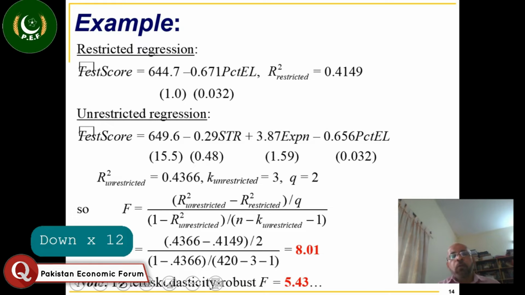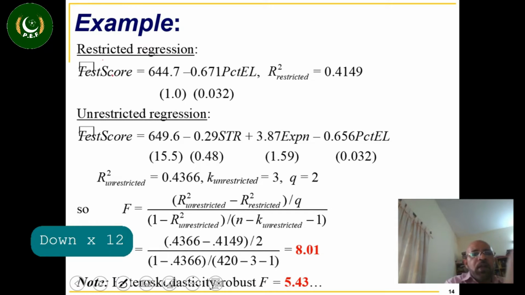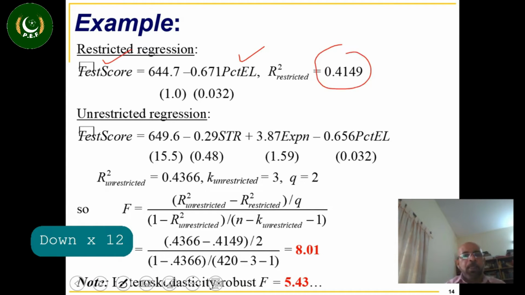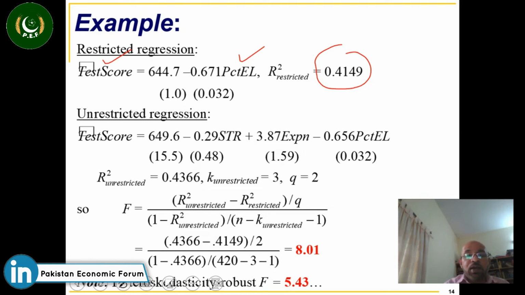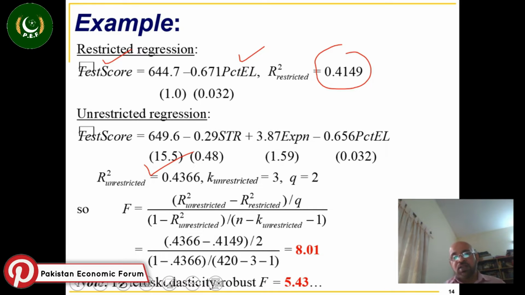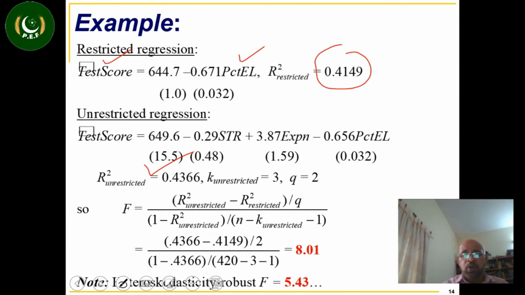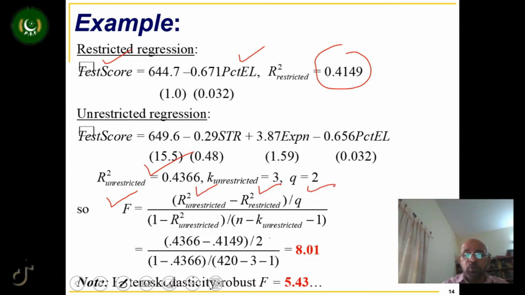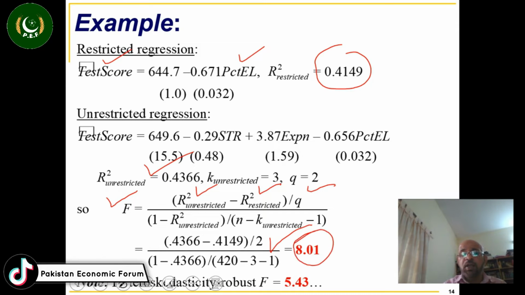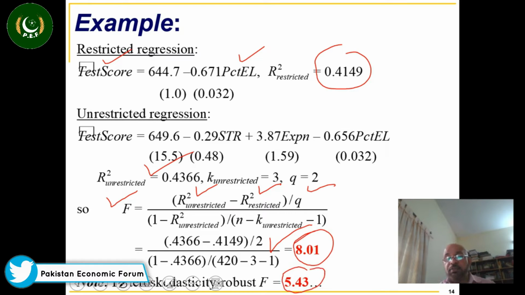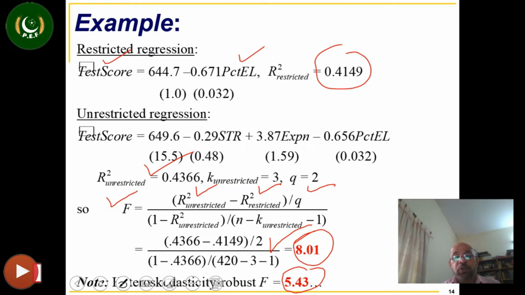Let's go. Now, when we have just test score on percentage English learners, our R square is 0.41. When we have the unrestricted model, our R square is 0.43. Is this difference large? Is this difference small? We apply the F test. R square unrestricted minus R square restricted, q is equal to 2. When we calculate it, it comes out to be 8.01. And if we use the heteroscedastic F test, then it is 5.43.